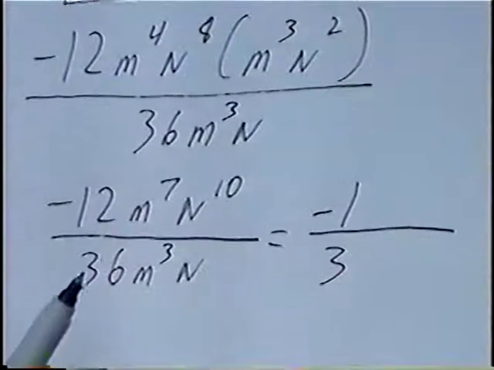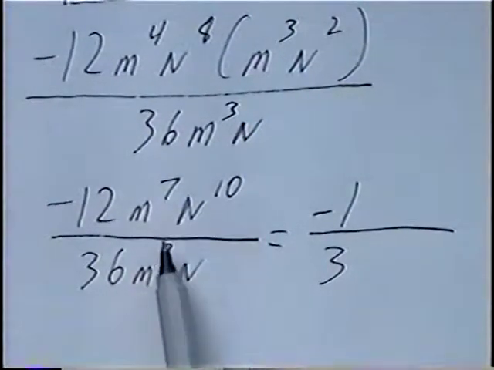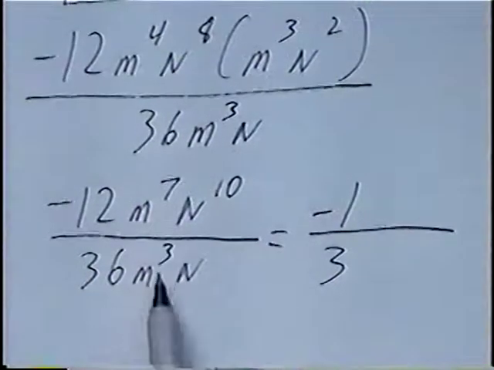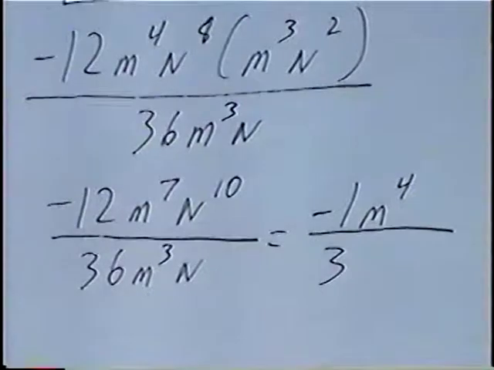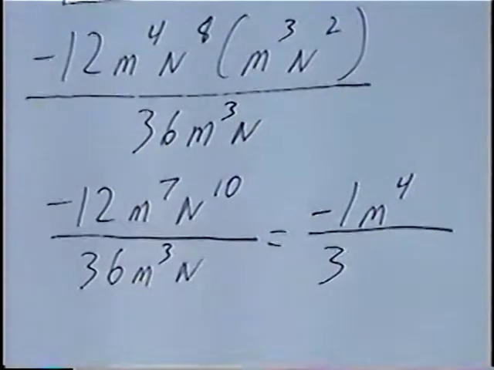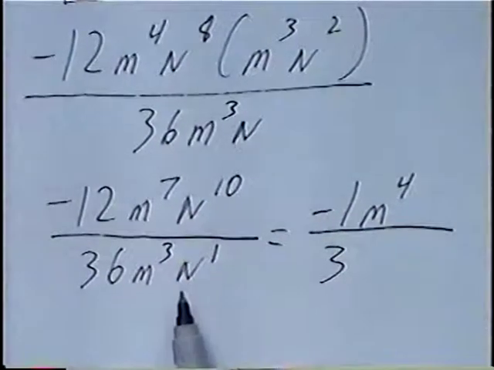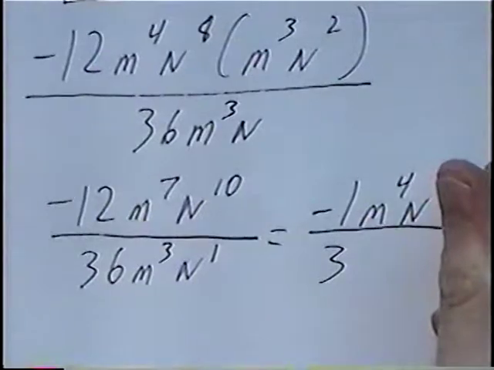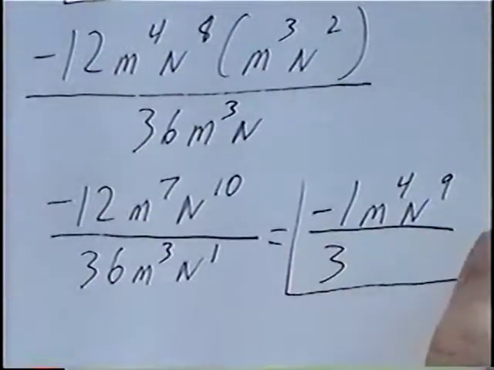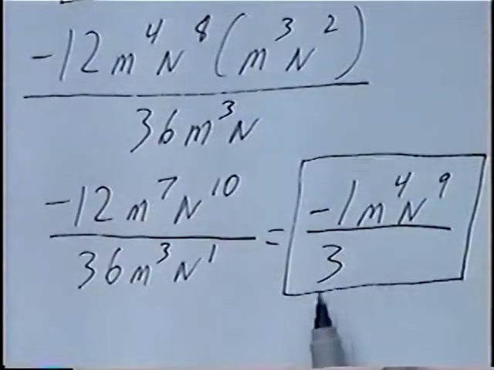Dividing fractions, if we have the same base, both m's, looking back at the formulas, we can subtract exponents. 7 minus 3 will give us m to the 4th power. And subtracting the n exponents, n to the 10th divided by n, or we can make it n to the 1st power. 10 minus 1 will give us n to the 9th. So our final answer, -1, m to the 4th, n to the 9th, over 3.